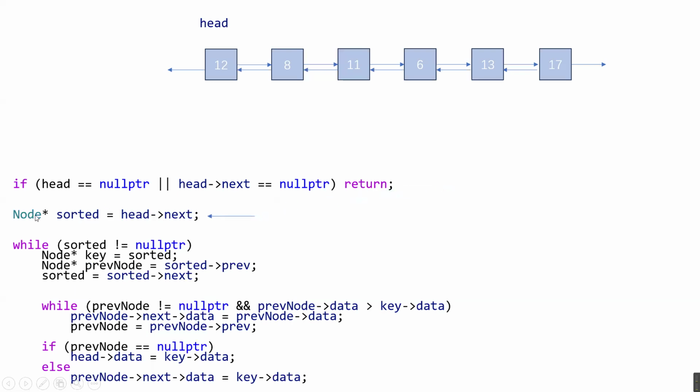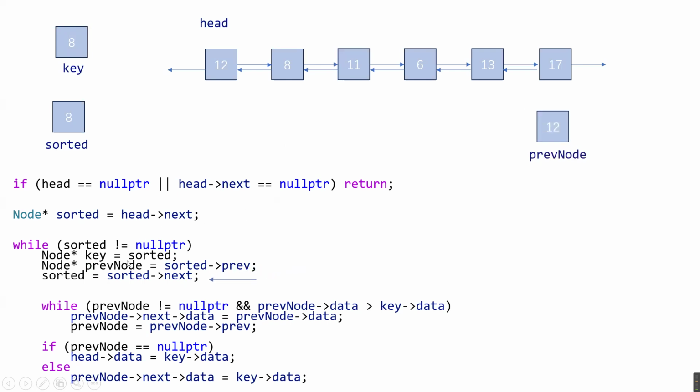So we need to create a new node, the sorted, which is equal to the head's next, equal to the 8, right? And then if sorted is not a null pointer, we need to create a key. The role of the key is like a template in the previous one, but it also has some differences. Never mind. Here we also create a previous node to record the previous one. It should be equal to the sorted's previous. It should equal the 12, right?